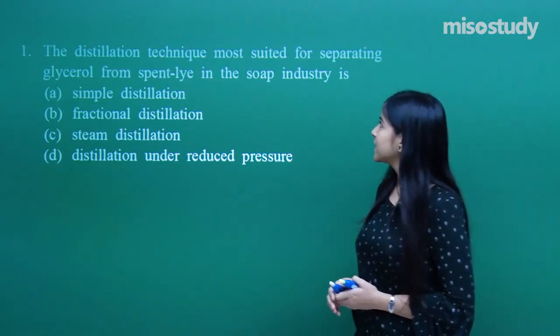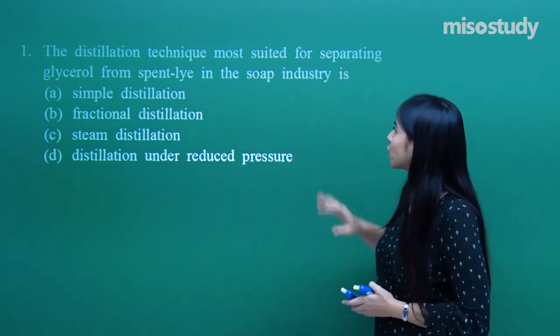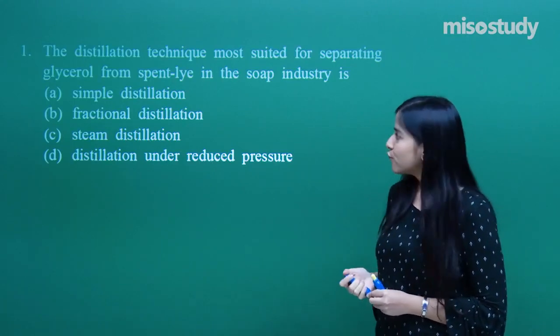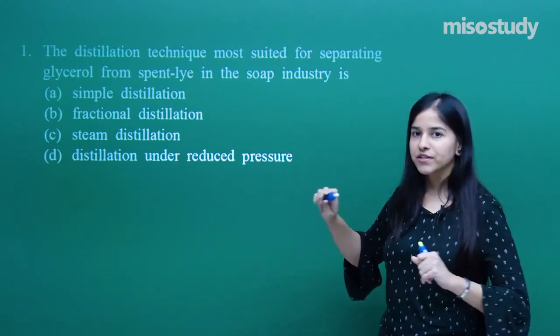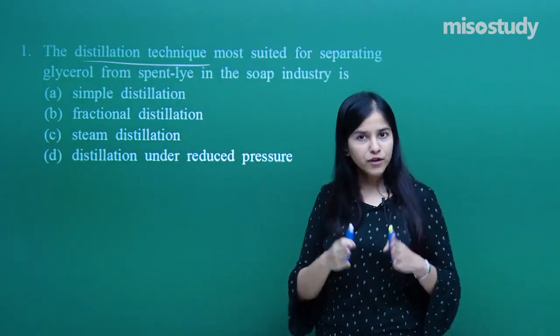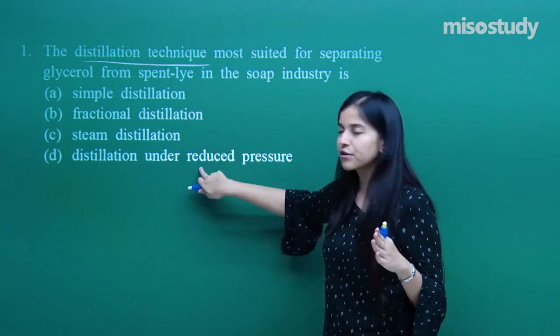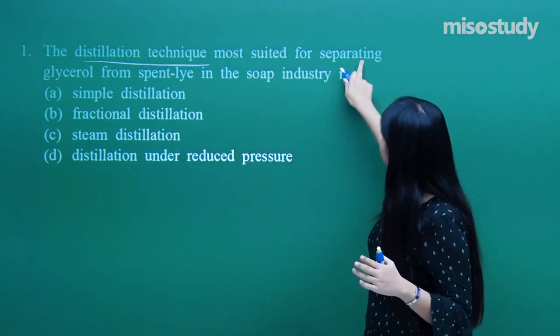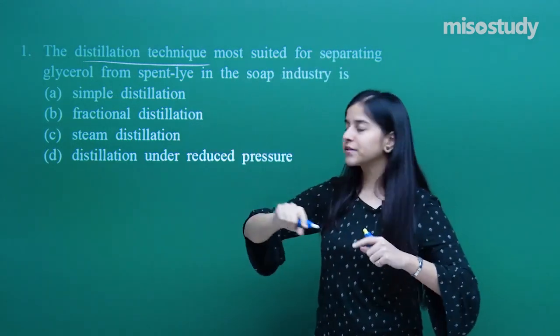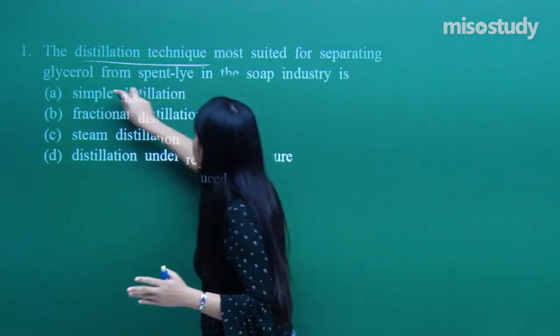The distillation technique most suited for separating glycerol from spent lye in the soap industry is. So first of all, let us analyze what the question says. They are asking about some kind of distillation technique, and what we have done so far is different kinds of distillation techniques which are given over here. Now we need to separate glycerol from the spent lye. What is this particular thing?